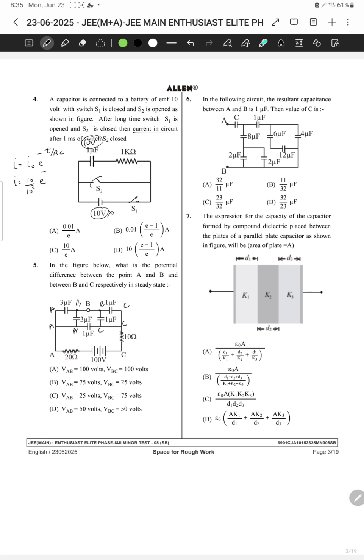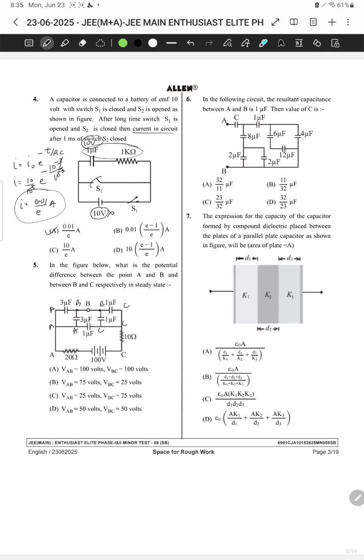E to power minus t. What is t here? 1 millisecond, 10 to minus 3, divided by RC. What is RC here? Just multiply them. We'll get 10 to minus 3 only, so they cancel and we get e to power minus 1. Here we get 10 to power minus 2, so it is coming as 0.01 by e ampere. So option A is correct here. Okay, next question, question number 5.